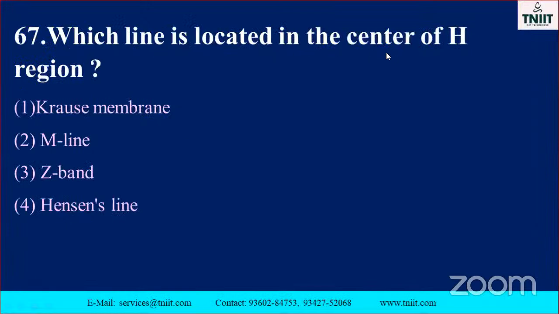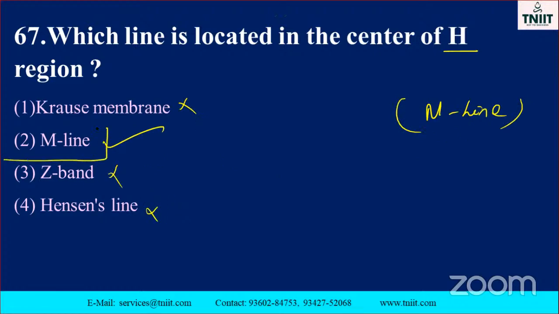Which line is located in the center of the H region? Where is the H region? It is in muscle contraction. The H zone contains the M line only. Just by seeing the diagram, you can easily identify it. So this one is not correct. This one is correct. This one will not come.